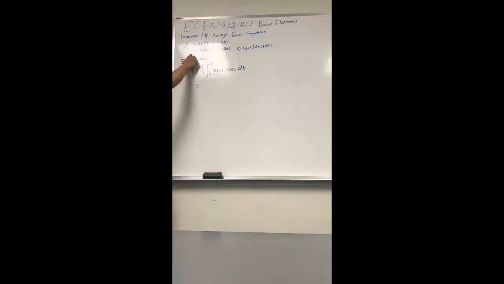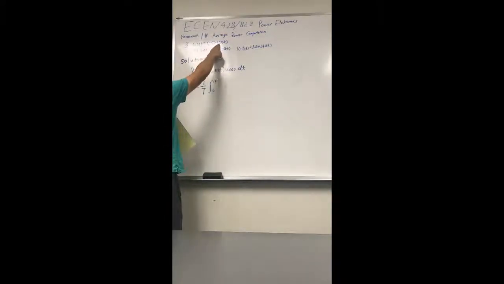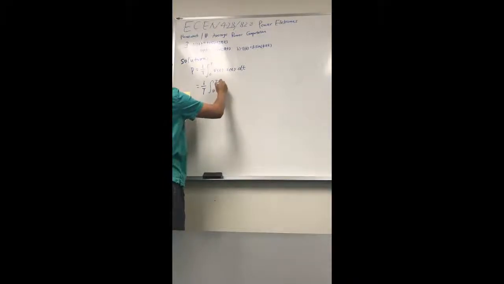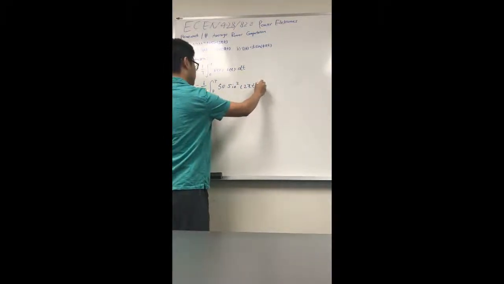For the first question, we can use the definition of average power, that is v(t) times i(t), and do the integration, take the average. So the answer should be 1 over T, integral of v(t) i(t) dt. v(t) equals 10 times sine 2 pi t, i(t) equals 5 times sine 2 pi t. So here we got 50 sine squared 2 pi t dt.